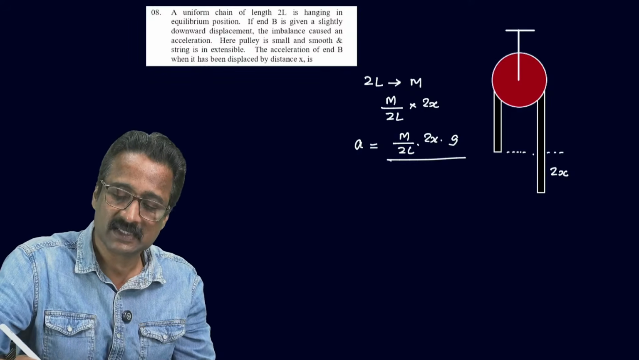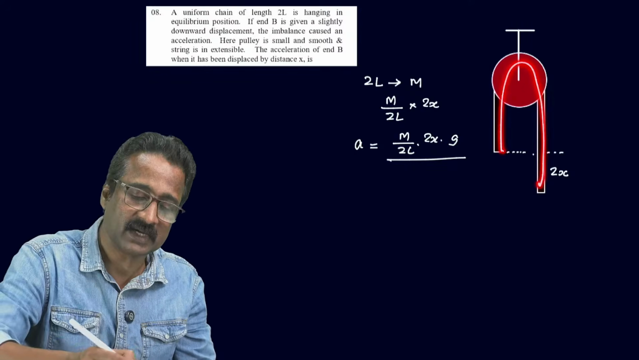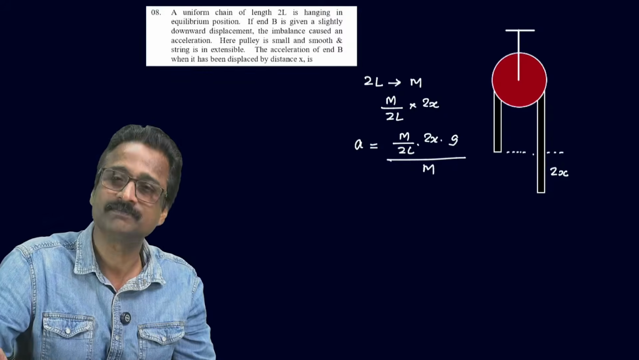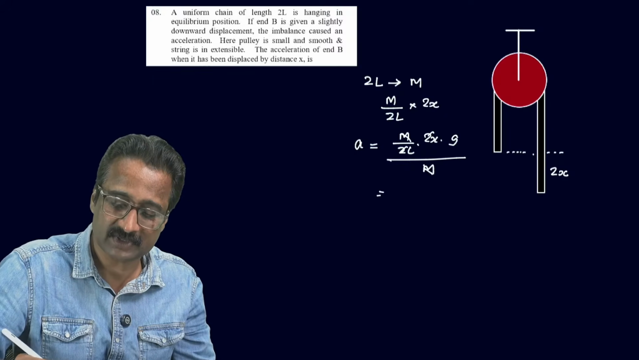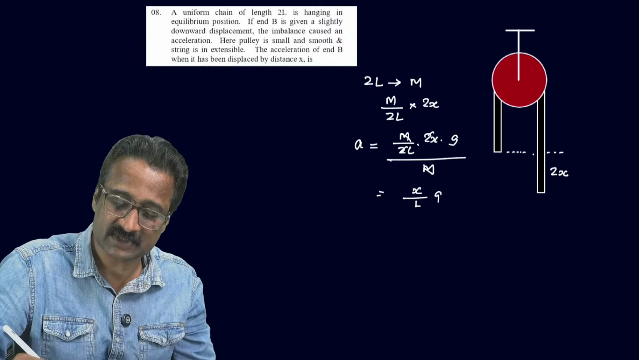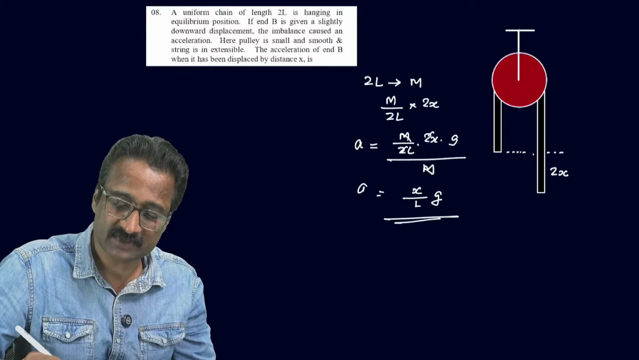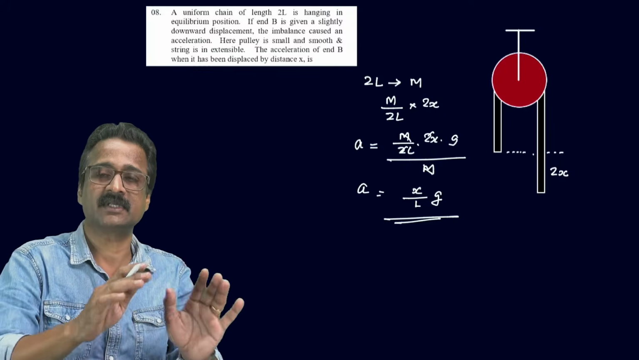Total mass means the total mass of the system or string. And I told you that it is capital M. Yes, it's over. This M and M gone, 2 gone. Finally, what you get is x by L times g. That is the acceleration of the system at the given instant in the question.